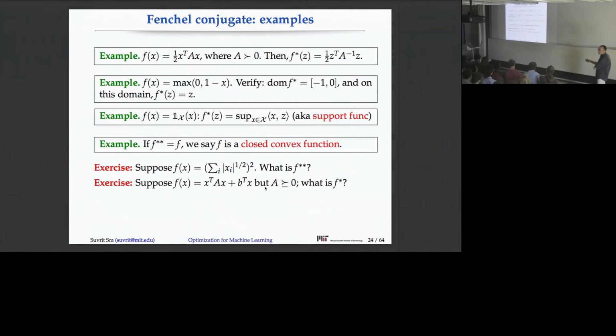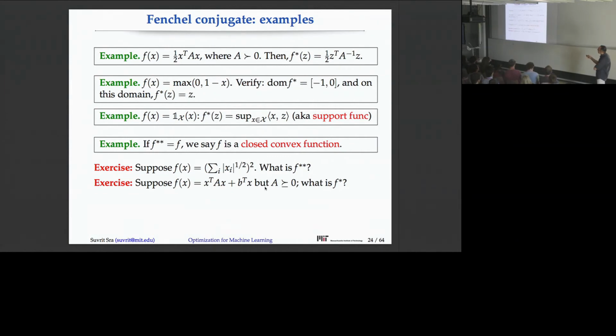So if you take the second derivative of x transpose Ax, what's the second derivative? It's just the matrix A. And hence, from that previous theorem long ago, second derivative being positive definite is sufficient for convexity. So this function is convex.